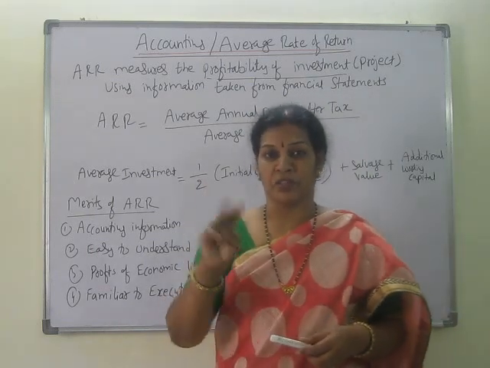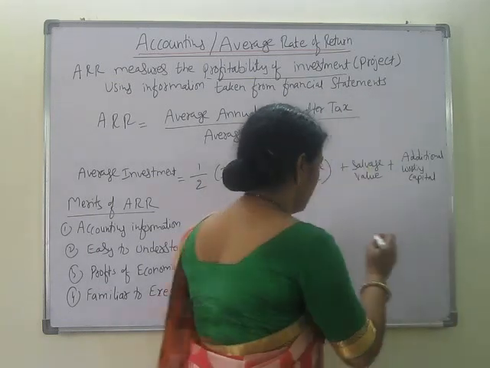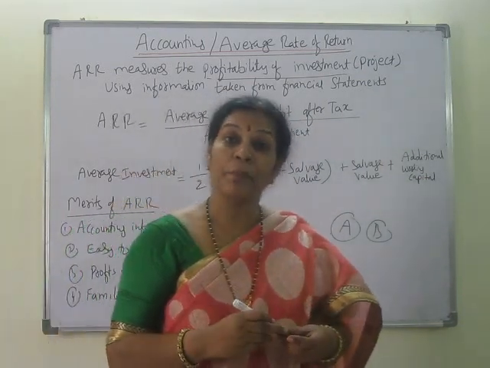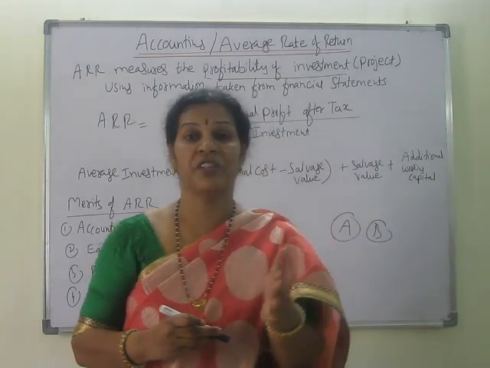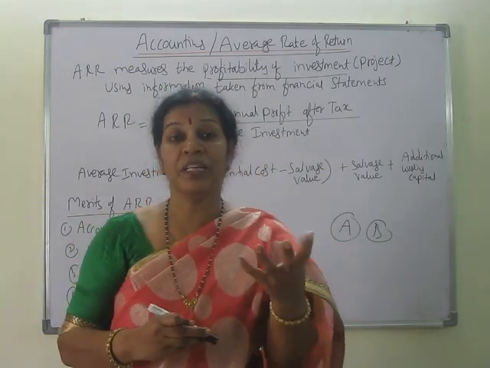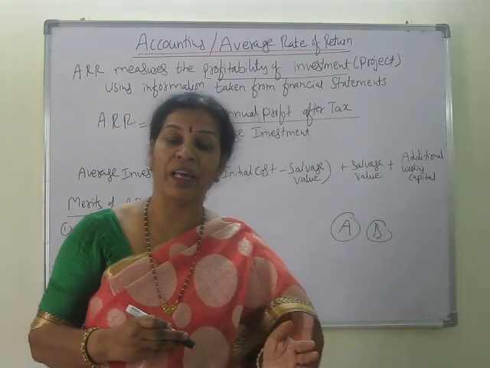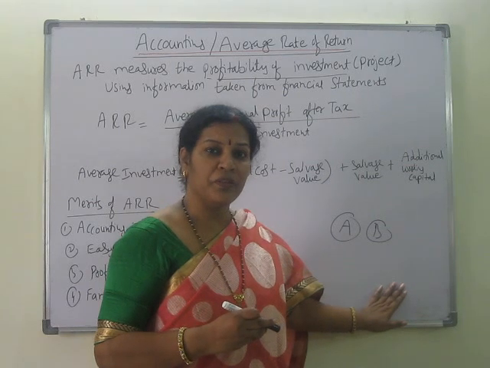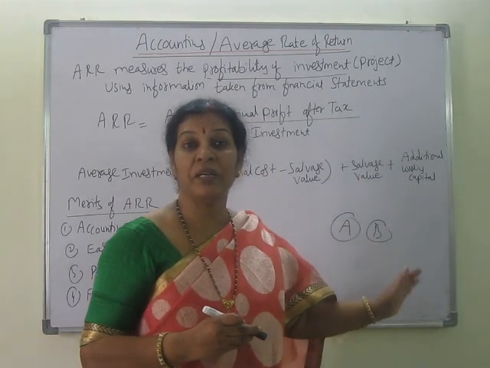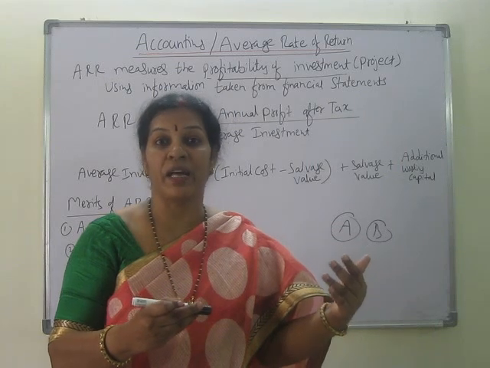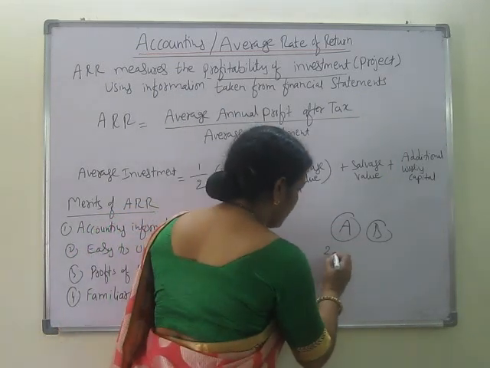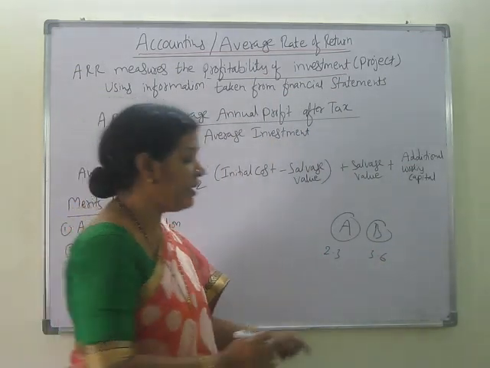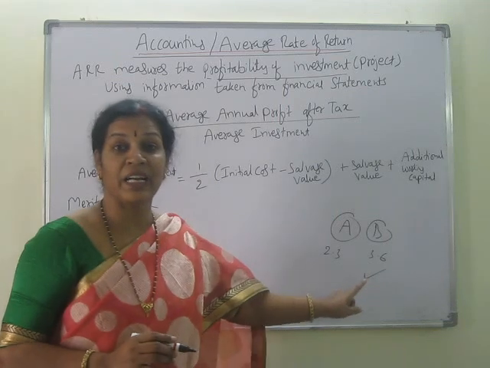Suppose we have two projects, project A and project B. We calculate ARR based on the financial information, the financial statements, the accounting information we have, and with that we calculate the ARR of project A and project B. So we can say which project is good: the project giving the higher ARR. Say this one is 2.3 and this one is 3.6. Which one do you recommend? B, obviously, because its ARR is more.